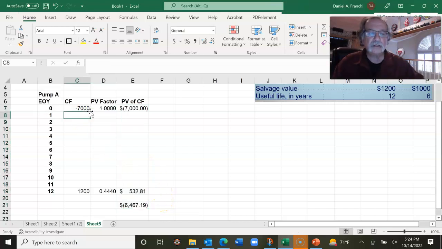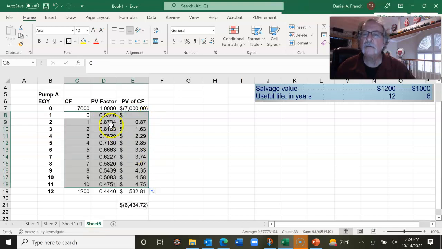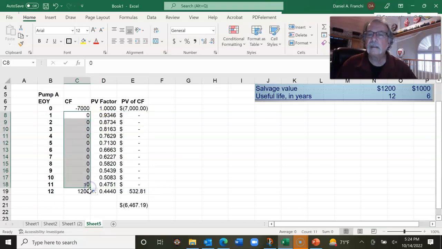Now, implicitly what's going on is we have zeros here. So we can drag these all the way down. And nothing has changed. That's implicitly what's going on. So now let's look at pump B.